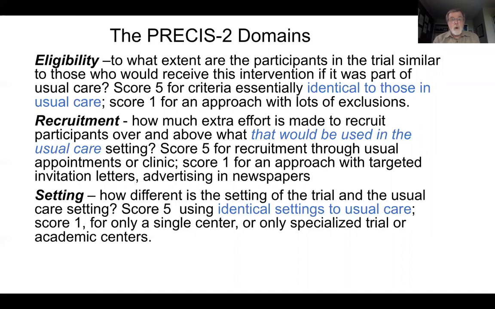And you would give it a 1 if, like the example I gave, there were a lot of exclusions, again, to maximize internal validity. I won't read the next 2, but again, the notion here is how similar or different is this to usual care? That's always the question you ask yourself for each of the nine dimensions.